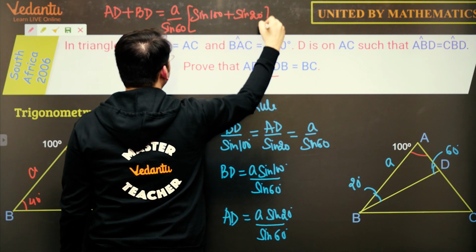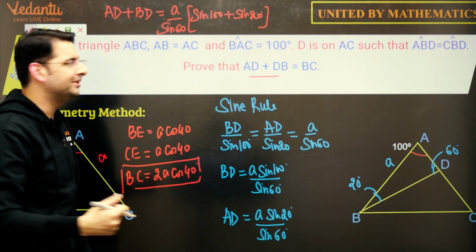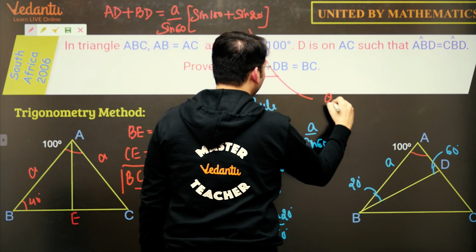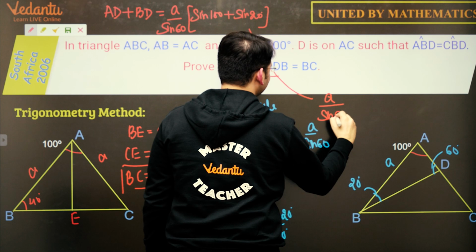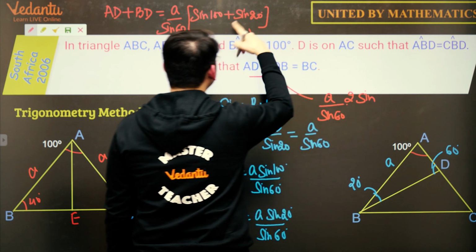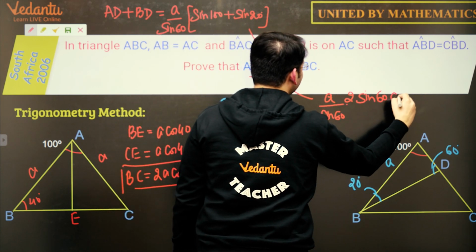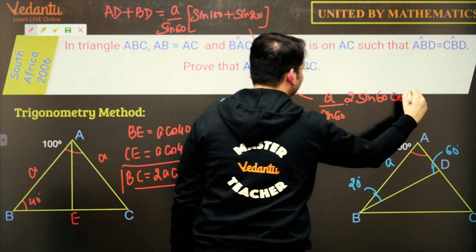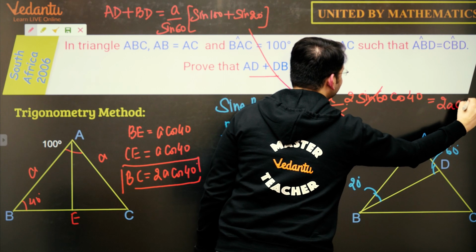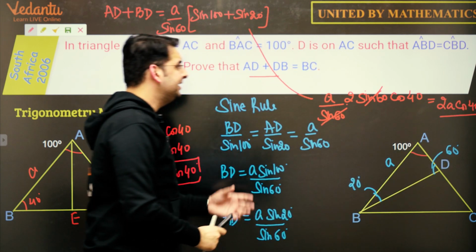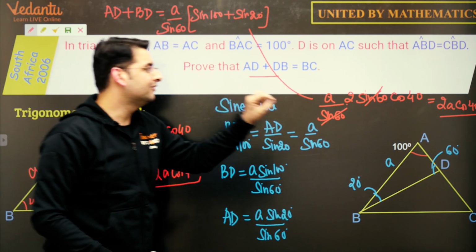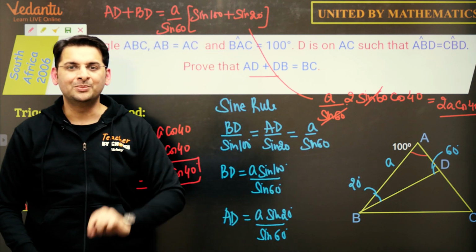And you need to apply those C and D formulas that we learned in trigonometry basics. So sine C plus sine D, let me do it here. So it is A upon sine 60 into sine C plus sine D is 2 sine of C plus D by 2, which makes it sine 60, into cos of C minus D by 2, which is cos 40. So this cancels out and we're left with 2A cos 40. So we've proved that BC was equal to 2A cos 40, and AD plus DB using trigonometry, we have proved this equal to 2A cos 40 as well, and this completes our proof.